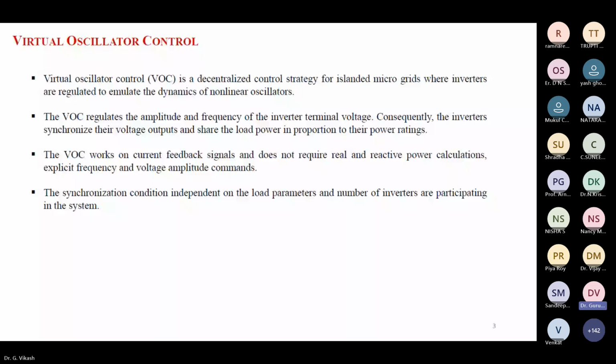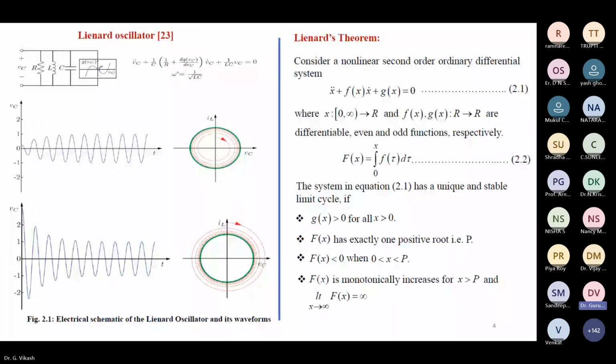First, what is the Lienard theorem and what is the Lienard oscillator actually? Figure 2.1 shows the electrical schematic of the Lienard oscillator and its waveforms. If we apply KCL and KVL, finally we will get second order differential equations, because we have two elements, one L and one C. So definitely we will get second order differential equations only.